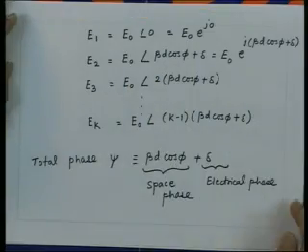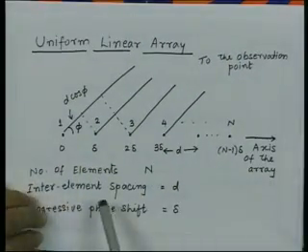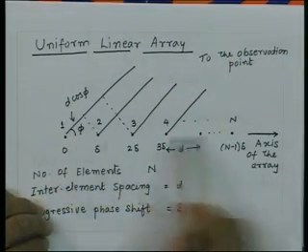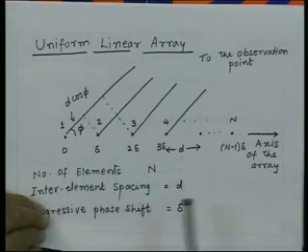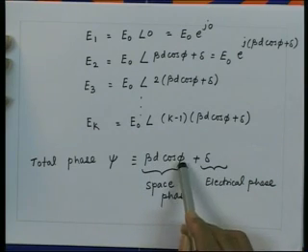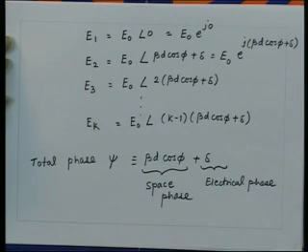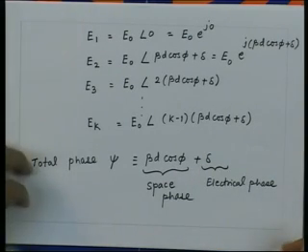We define this quantity, the total phase, what is called psi, which is beta d into cosine of phi, where phi is the angle measured from the axis of the array. So, axis is the line joining the antenna elements, and the angle phi is measured from this axis. So, the angle psi is defined as beta d cosine of phi, which is the space phase, and an electrical phase which is in the excitation of the currents of different elements. So, that is the progressive phase shift delta.